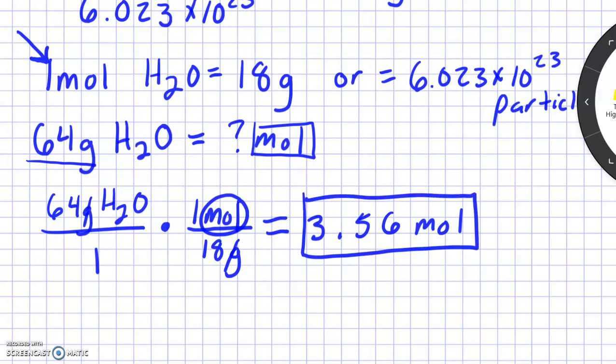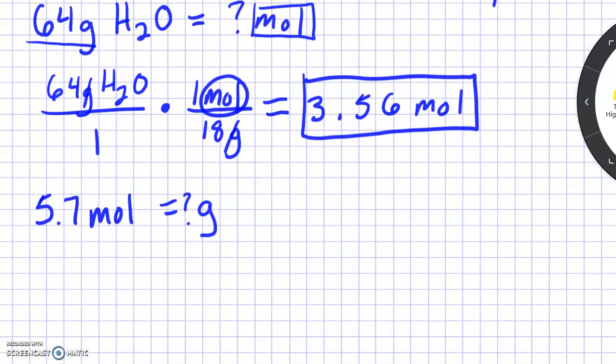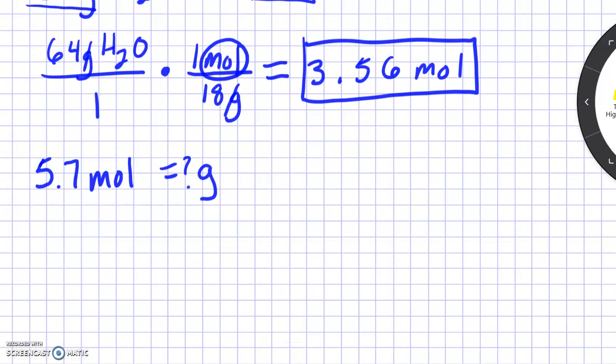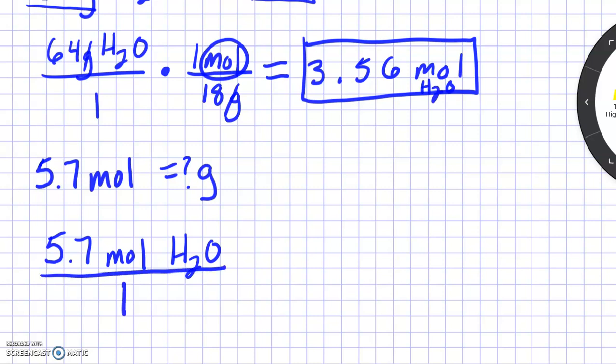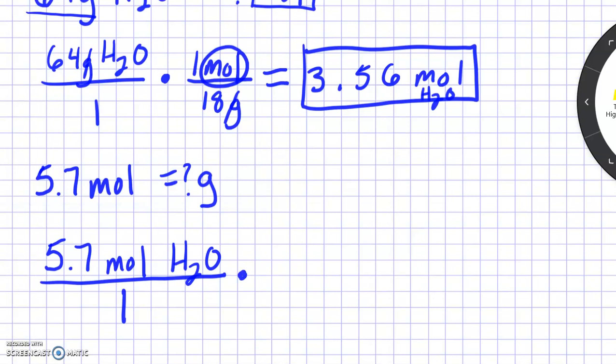Let's say that I had 5.7 moles of water, and I want to know how many grams of water that is. So I'm going to do the same thing. I'm going to take my given, oops, sorry, it should be moles of water because I didn't cross out my water up here. So 5.7 moles of water over 1, given goes over 1, times, I'm going to use my, it's called the mole ratio.